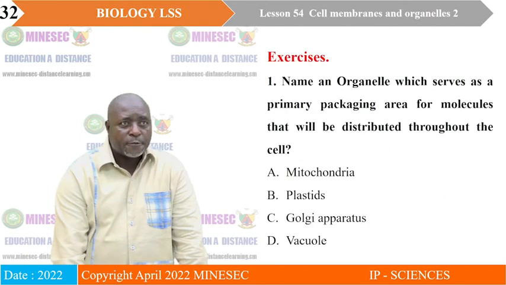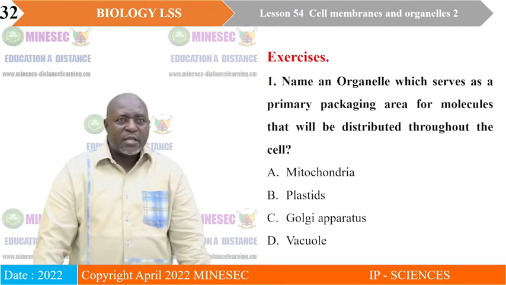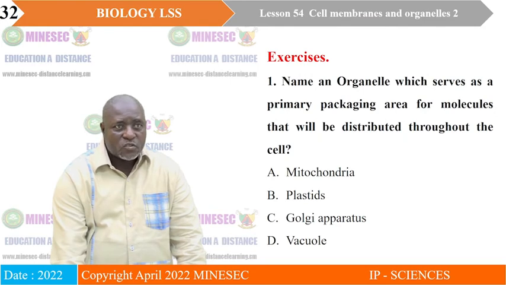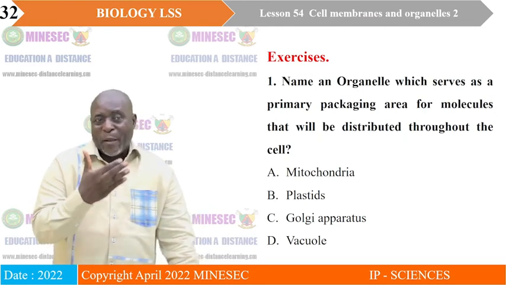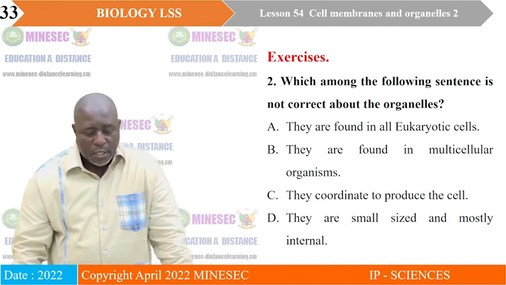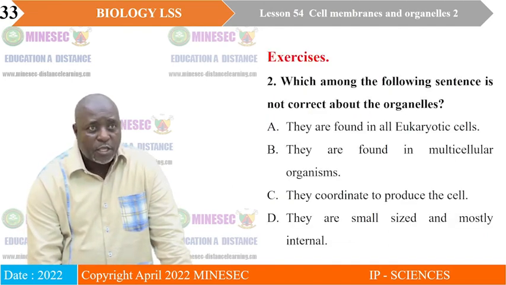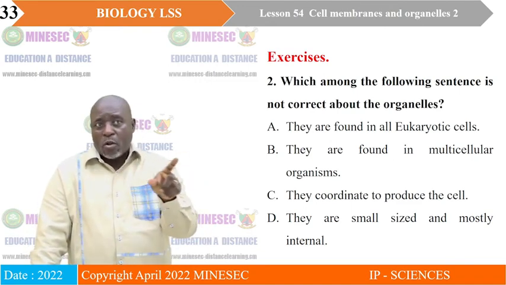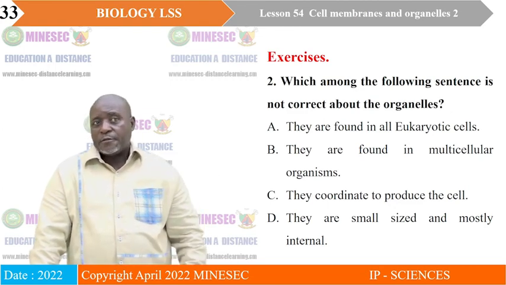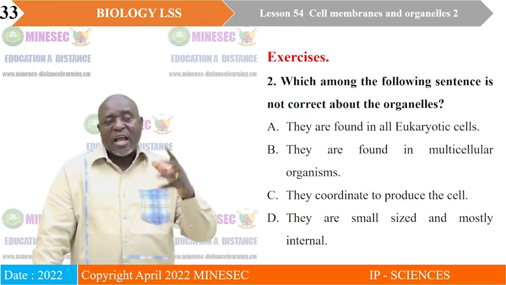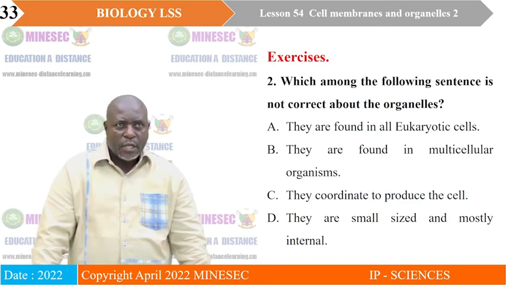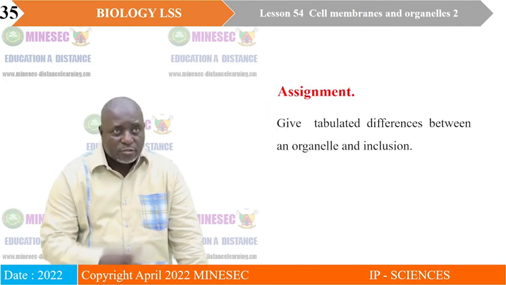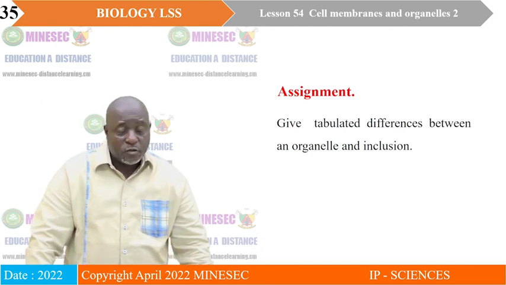Now look at it. Number one, name the organelle that serves as a primary packaging area. We have seen that organelle, and that organelle is none other than the Golgi body, the Golgi apparatus. We're going to see that it helps in packaging. And the second question, the response is that which is not correct is that they are all found in multicellular organisms. Organelles are not found in all multicellular organisms. So that statement is not accurate about organelles. So that is it about that exercise. The exercise is trying to consolidate what we've talked about so far.